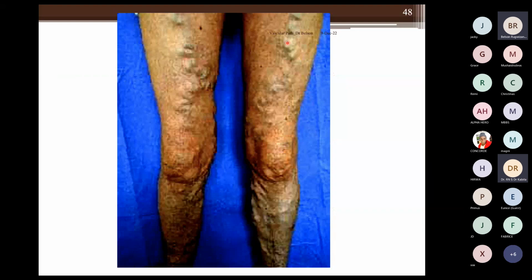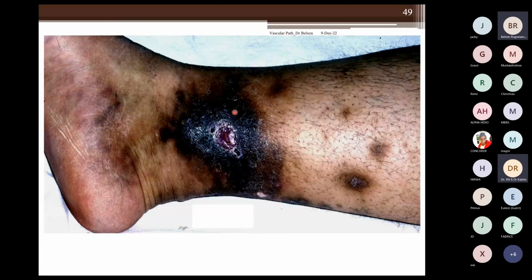This is the complication of varicose vein. Bakunda kugira ibisebe kandi ntibikira. Iri sere, ulcers zakomotse kuri varicose veins, ntabwo kuzivura byoroshye.